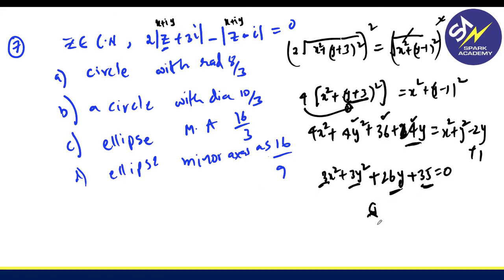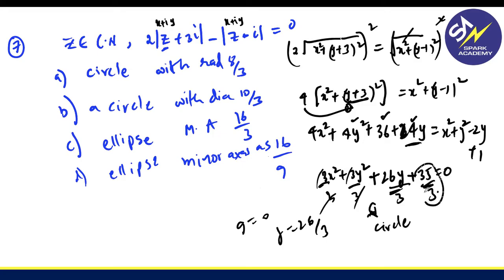So what is this now? This looks like a circle, right? So you can just divide by 3 everywhere. So what will happen now? You will get g as 0, f as 13 by 3, c as 35 by 3. You know the radius formula, right? Under root of g square plus f square minus c. Simple answer you will be getting with this. So just do it. You'll get the answer.